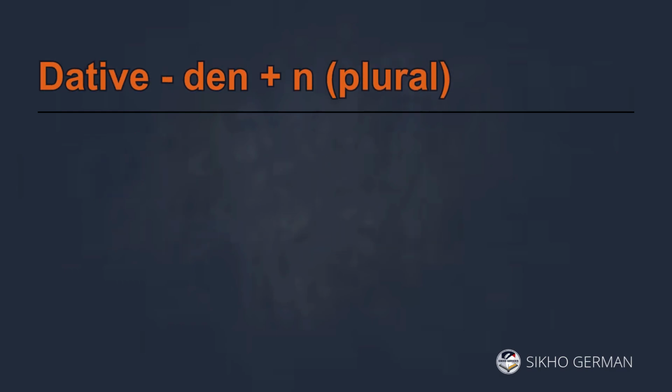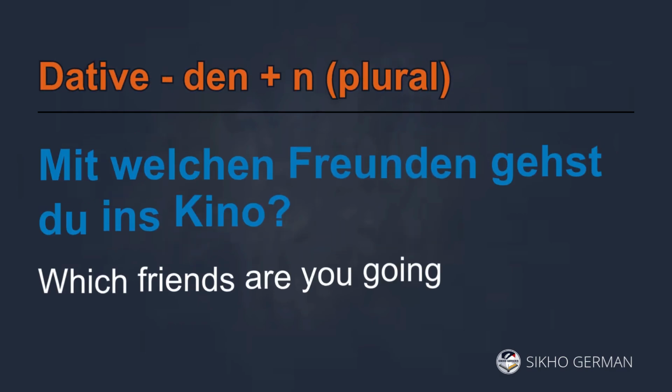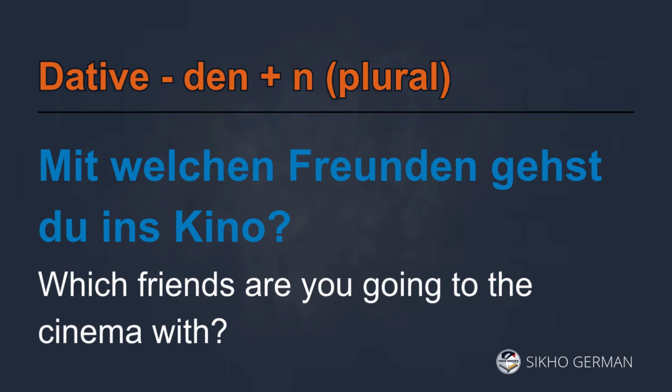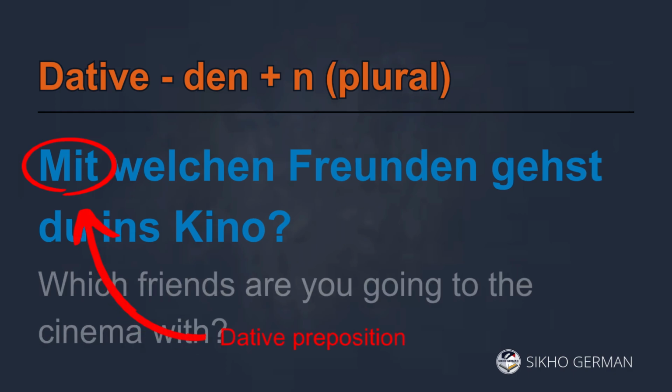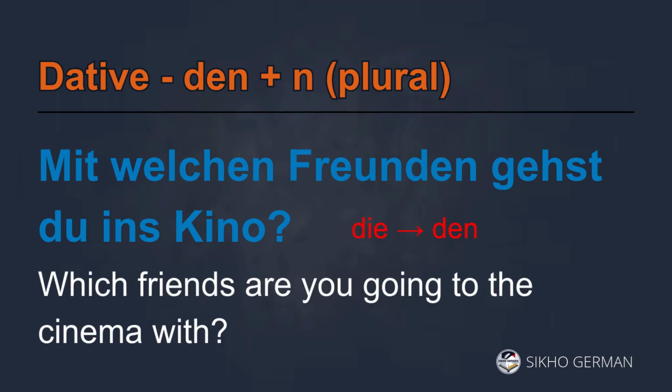But the dative plural case is special. Mit welchen Freunden gehst du ins Kino? Which friends are you going to the cinema with? The preposition mit requires a dative, and in the dative plural, die changes to den, which is why we use welchen. Notice we also add an n to plural nouns in dative. Freunde becomes Freunden in dative plural.